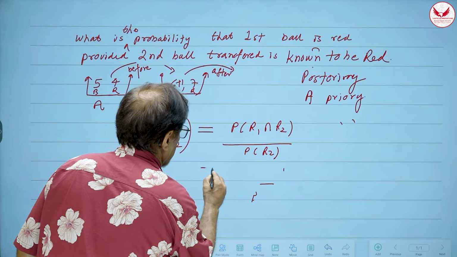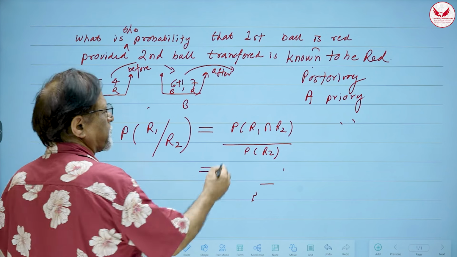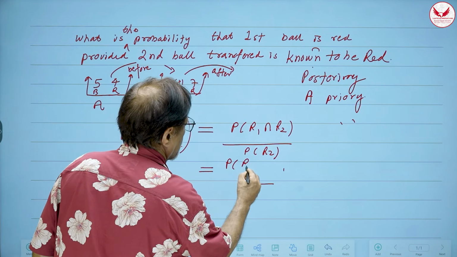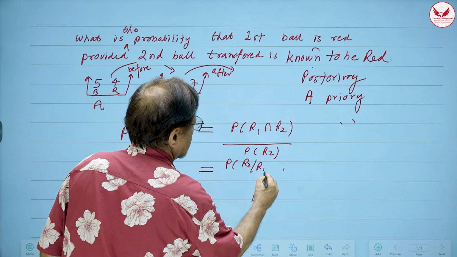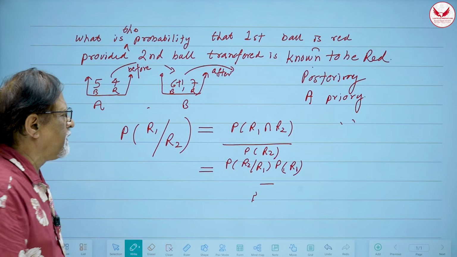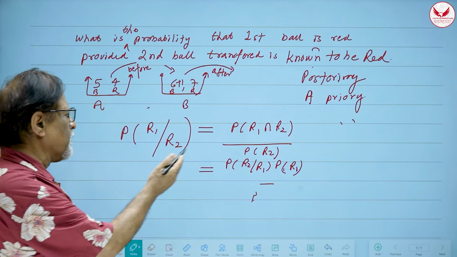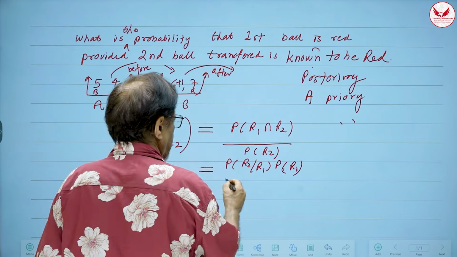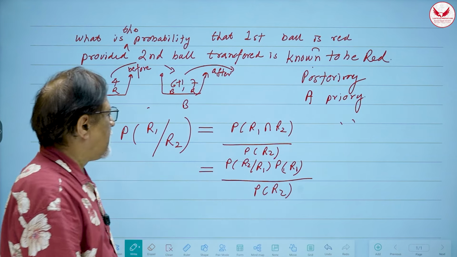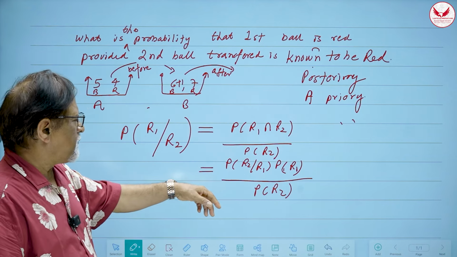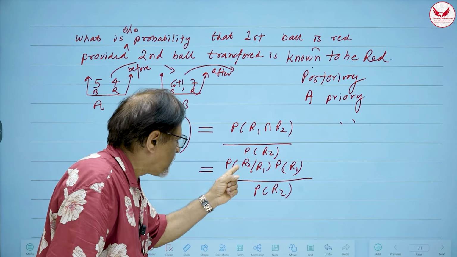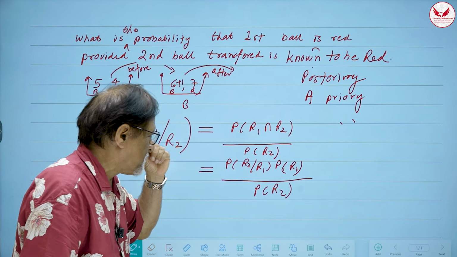So I am going to reverse the order and I will write it like this. So I want to reverse the order, so it is probability of R2 by R1 multiplied by probability of R1. Even this is the definition of R1 intersection R2, right? This formula is also well known to us. Now divided by probability of R2, correct? So now I have reversed the order. That means from a priori I am going to posteriori, because I am talking about the second event provided I know the first event, right?